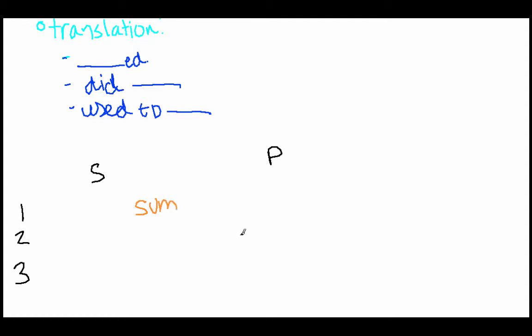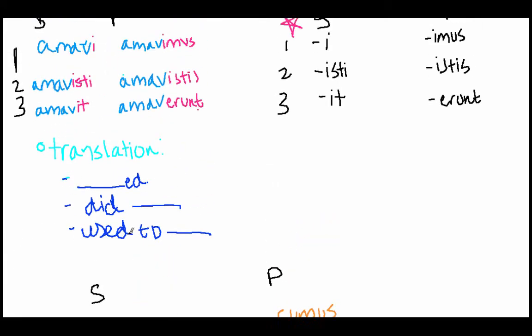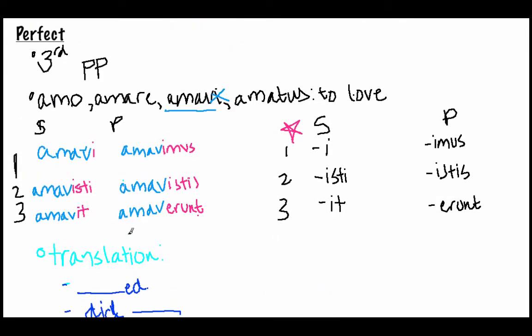So it's sum, es, est, sumus, estis, sunt. And basically, let me change my color. So now you're just going to go, and this time you're going to look at a new principal part. We've been working mostly with the first, second, and third, but here you can look at your fourth principal part, excuse me.